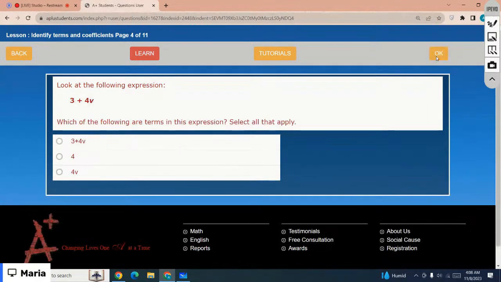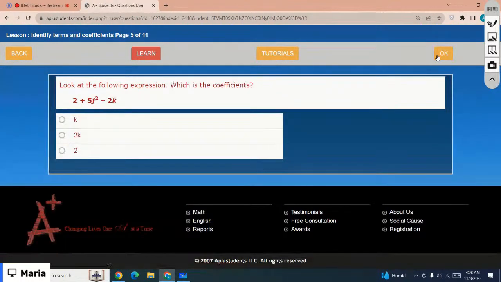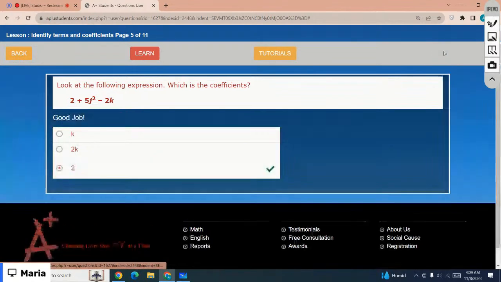Look at the following expression. Which of the following are terms in the expression? 3 plus 4v, right? That is totally a term, right? Oh, 4v is a term. Okay, got it. Look at the following expressions. Which is the coefficient? 2 is the coefficient. Which 2? This 2 with k, right? So 2 is the coefficient of k.